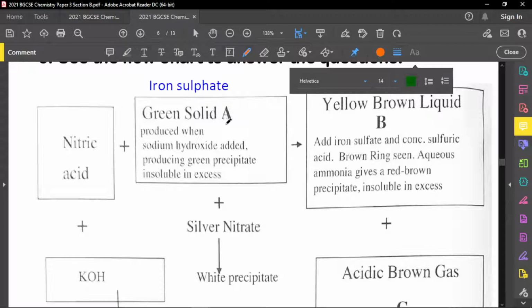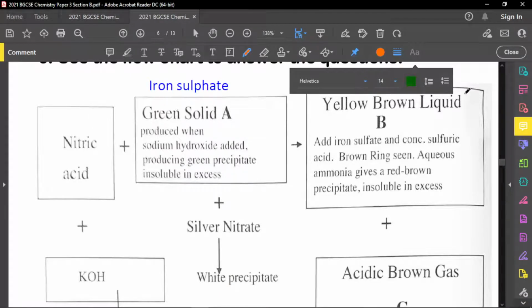Again, green solid: there are two green solids that we normally think about when we think about qualitative analysis. One is an iron sulfate, or we could have copper carbonate as well. But we know this is not going to be copper carbonate, because copper carbonate will not necessarily react with silver nitrate to produce a white precipitate. So I eliminate that one and say, okay, I go with iron.